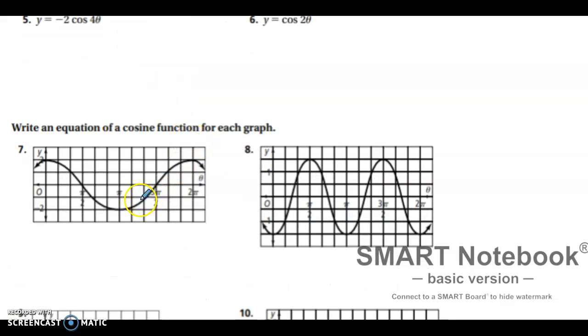Write the equation. So again, I always start with the amplitude. Amplitude is 2. The cycles, if you notice, it only goes through one complete cycle in 2 pi. And the period is 2 pi, because 2 pi divided by 1 is just 2 pi. So the equation for this, and again, we're cosine because it starts up here and goes down, is 2 cosine of x.